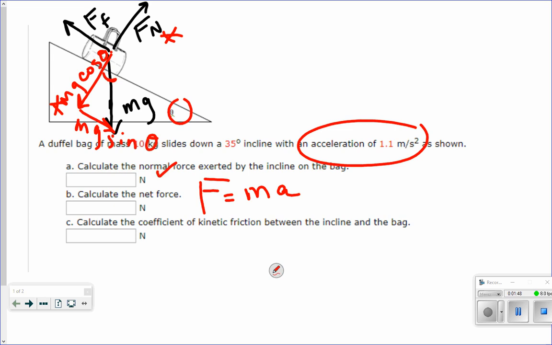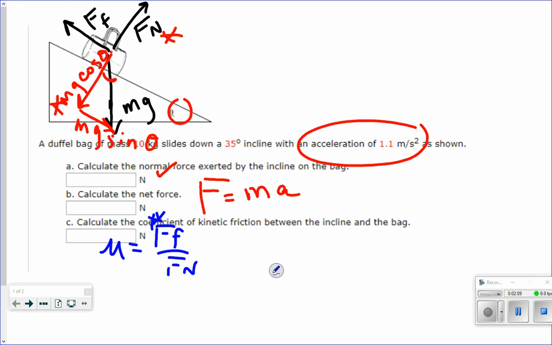The hardest question by far is this final one. Calculate the coefficient of kinetic friction between the incline and the bag. And the reason that this one is difficult is because you're used to doing this. You want to say friction over normal. And that's not a bad way to go. I mean, we're going to ultimately need that anyway, right? But we need to know what friction is.